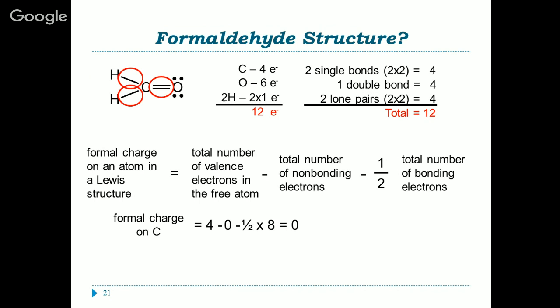We do the same thing for oxygen. Starts with 6 valence electrons. I have 4 electrons associated that are non-bonding, right? These are lone pairs of electrons. Total number of electrons, 4. And then I look at the number of bonds that I have, which I have 2. I have a double bond here, which means there's a total of 4 electrons. But oxygen only has half of those, so 1/2 times 4 is 2. 6 minus 4 minus 2 is 0. So in this structure, I have carbon and oxygen both having a neutral charge.